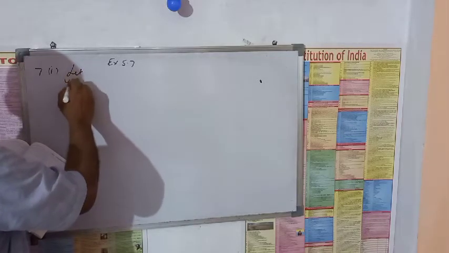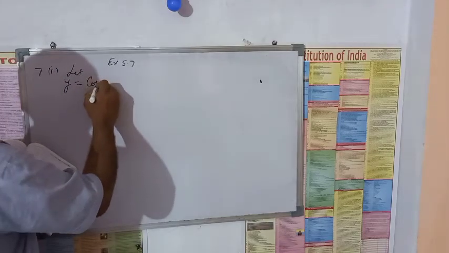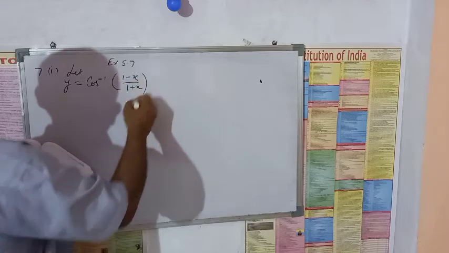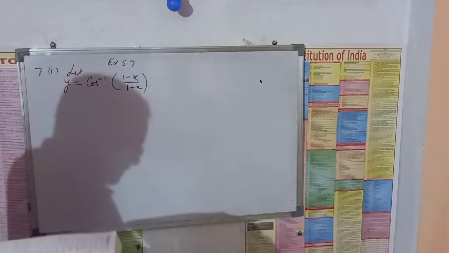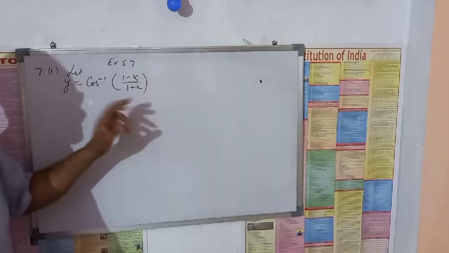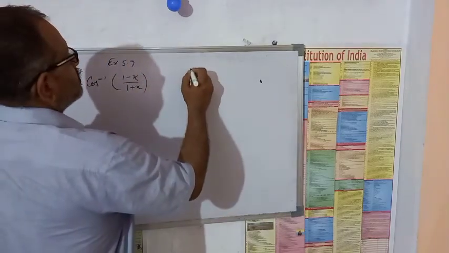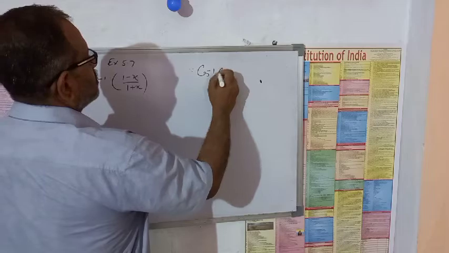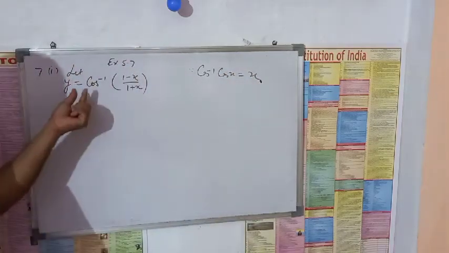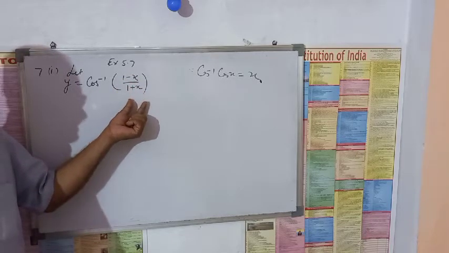We can suppose, let y is equal to cos inverse of (1 minus x) upon (1 plus x). We know that cos inverse cos x is equal to x. So here it is cos inverse in the bracket 1 minus x upon 1 plus x.